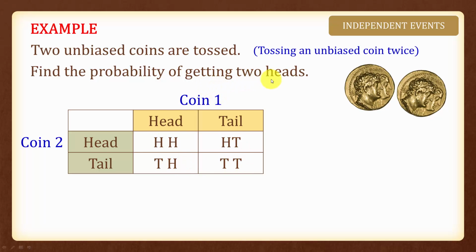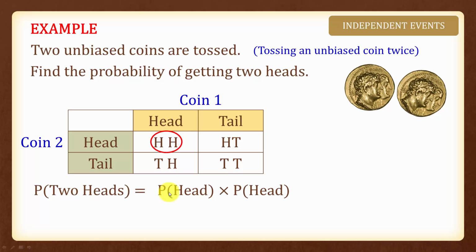The probability of getting two heads: there's only one outcome favorable to getting two heads, and there are 4 possible final outcomes. And therefore, the probability of getting two heads is equal to 1 over 4. Now, the probability of getting a head for the first coin is 1 over 2, and the probability of getting a head for the second coin is also 1 over 2. If we multiply these two numbers, we will also get 1 over 4.